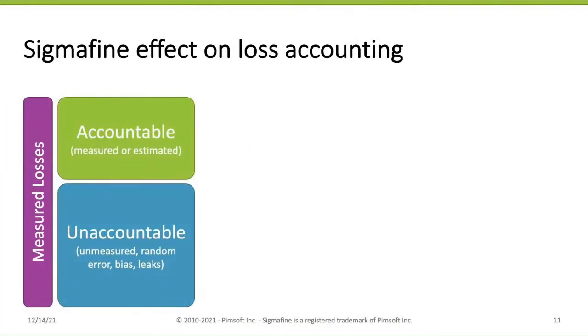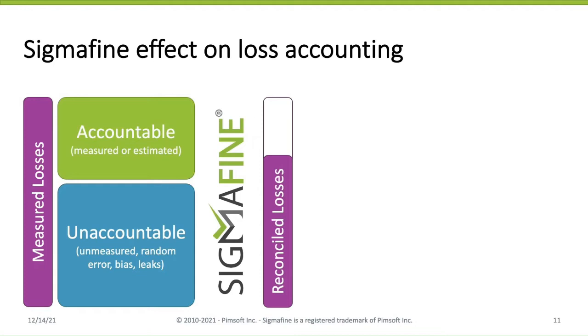The procedure starts by taking into consideration the total measured losses, which can be divided into accountable and unaccountable. By accountable, we mean losses that are either measured, for example flares, or that can be estimated, for example using some correlation to estimate the evaporation of tanks. The unaccountable instead represent what is not measured: the random error, bias, leaks. So altogether, the part that you cannot account for.